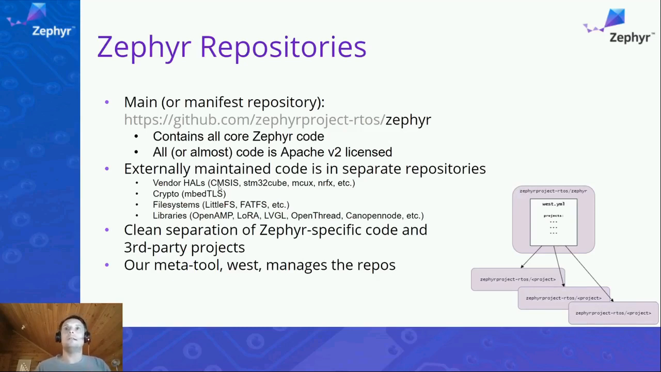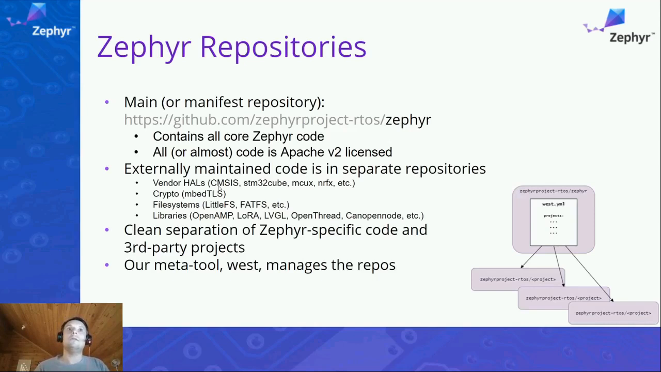Among them, there's LittleFS and FatFS, both of them relatively popular in the embedded world. And then we have additional libraries: OpenAMP for asymmetric multiprocessing, LoRa for LoRa radios, LVGL for display, OpenThread, which enables the Thread protocol over 15.4, and CANopen Node so that you can communicate via CAN, and several others.